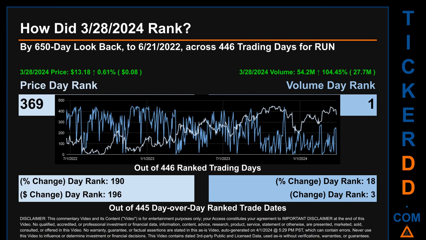The price's day-over-day percentage change, jumping 0.61% on March 28, 2024, had a day rank of 190 while its dollar difference of 8 cents had a rank of 196 when compared day over day across 445 trading days. Volume's percentage change and difference were ranked respectively at 18 and 3.